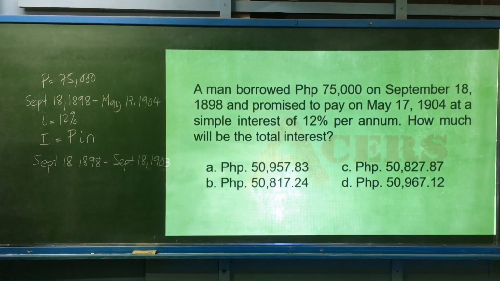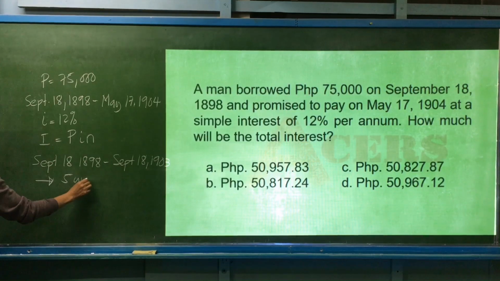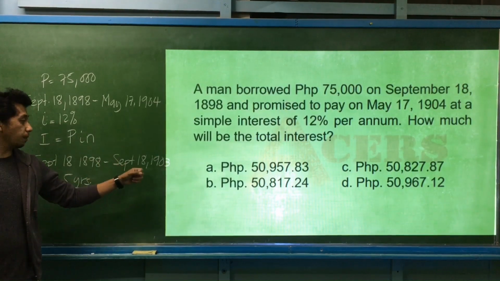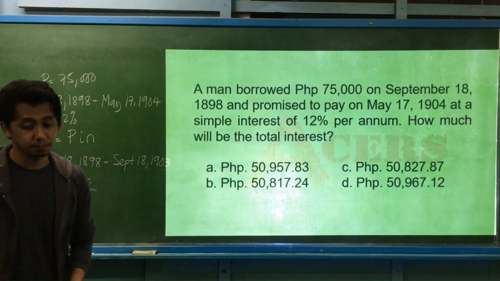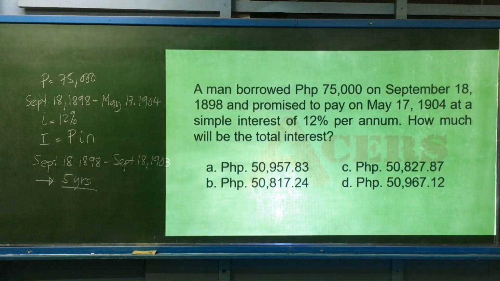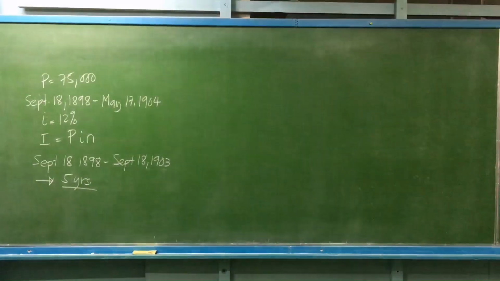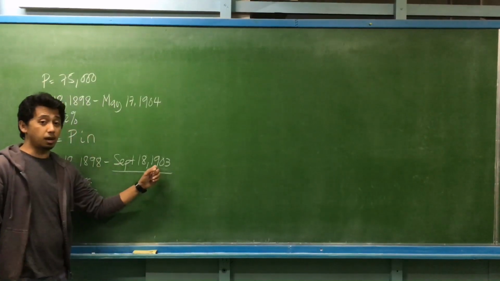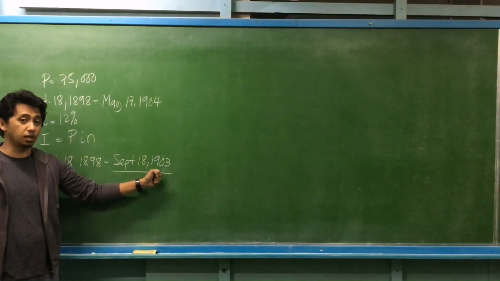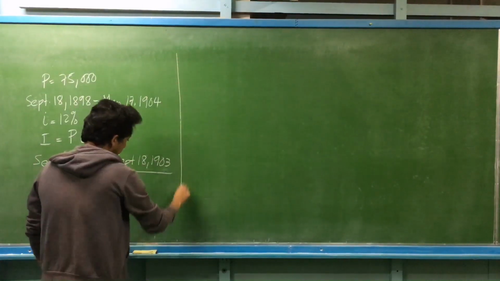So, September 18 of 1898 hanggang September 18, 1903. So, pwede natin i-consider ito na 5 years. So, 5 taon na yan. So, kailangan lang natin bilangin yung days from September 18 of 1903 hanggang May 17, 1904. Okay? So since tumigil tayo ng September 18, may mga remaining days pa, may mga natitirang araw pa sa 1903. So bilangin natin yon.